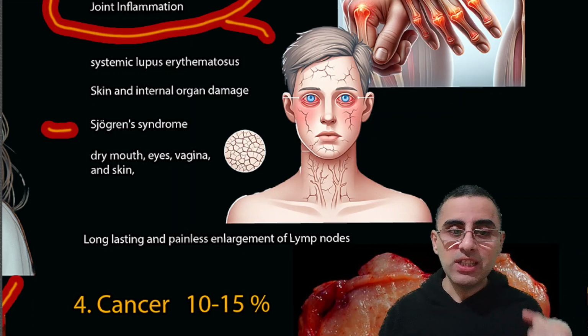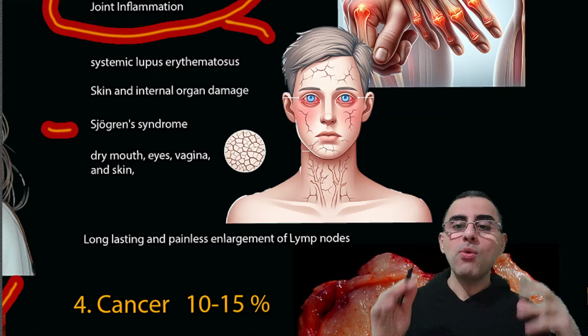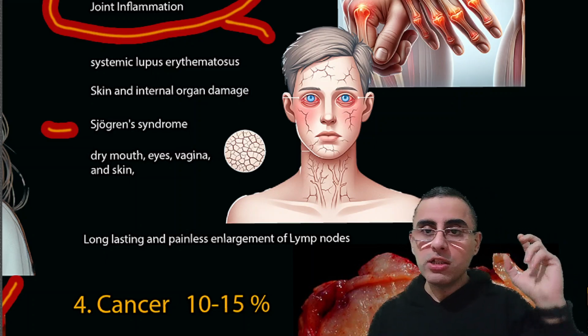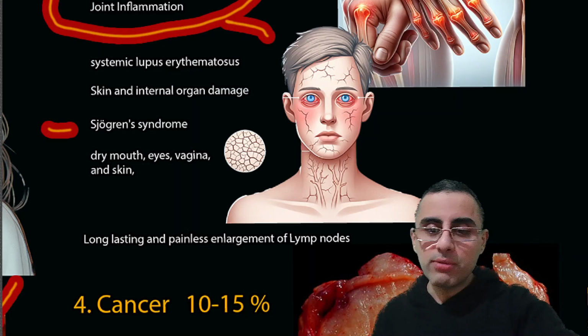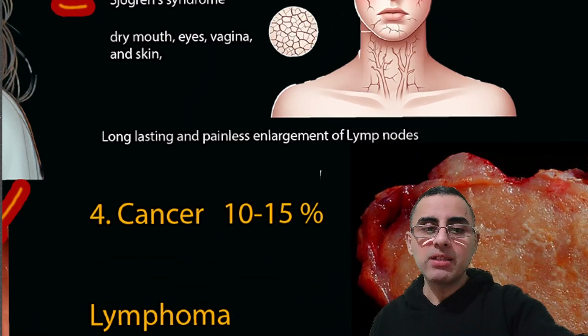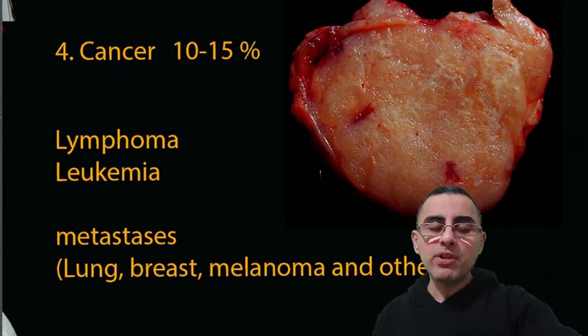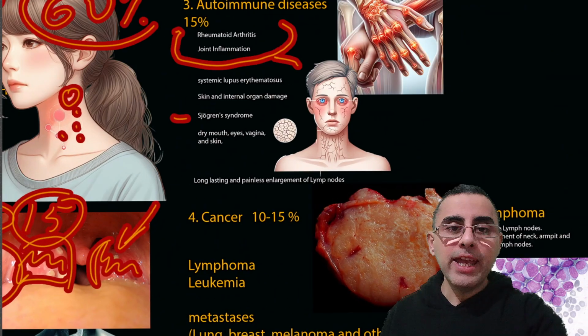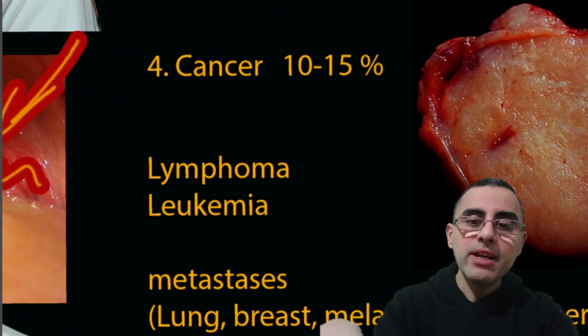It's Sjogren's syndrome, and Sjogren's syndrome also attacks lymph nodes and increases lymph node size. And the fourth most common cause of enlarged lymph nodes is cancer.